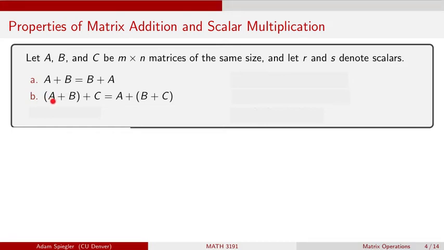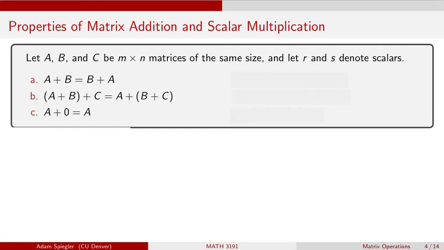The next property is stating the associative property of addition. So this is saying if I'm adding three matrices, and this is telling me to first add A and B and then add that result to C, that's going to equal, if I instead do this addition in a different order, I first add B and C, then I take A and add it to that result, we'll wind up with the same answer either way.